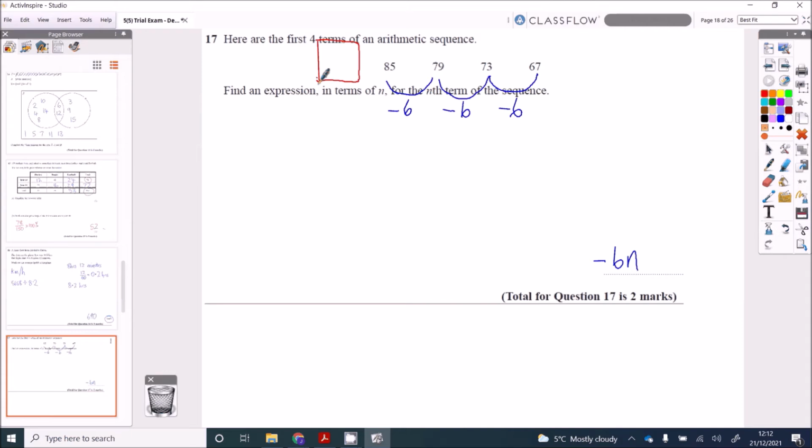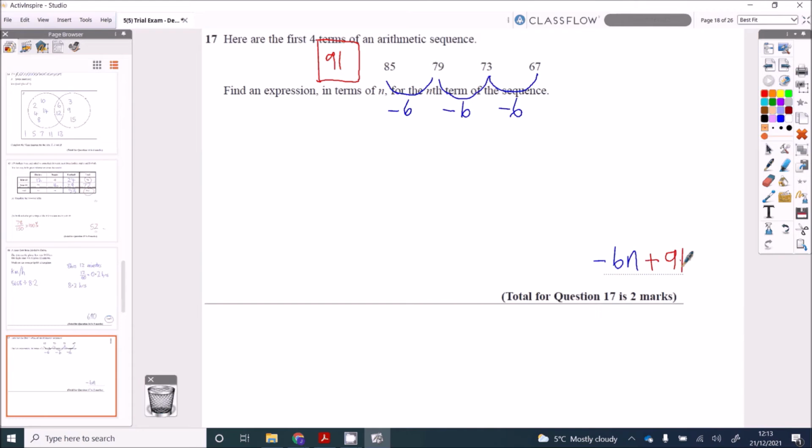We think of this as the 0th term. 85 is the first term, 79 is the second term, which would be the one that pushes to the front of the queue. Now as you read it right to left, they're going up in 6s. So 85 plus 6 is 91.